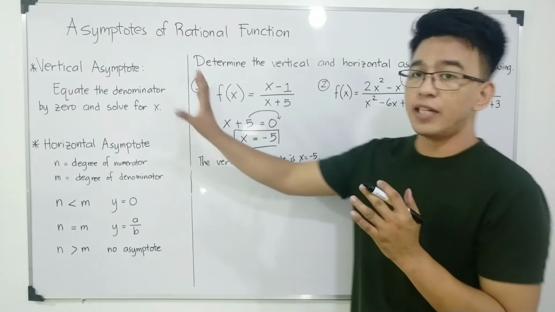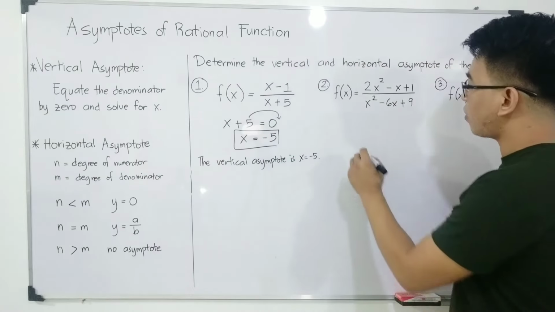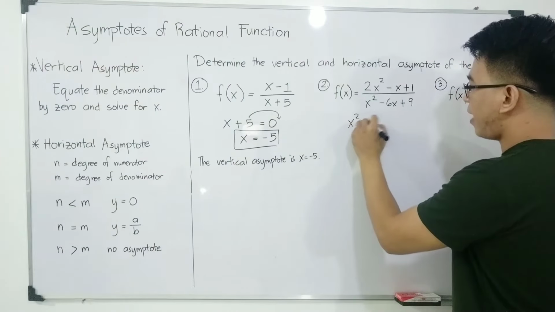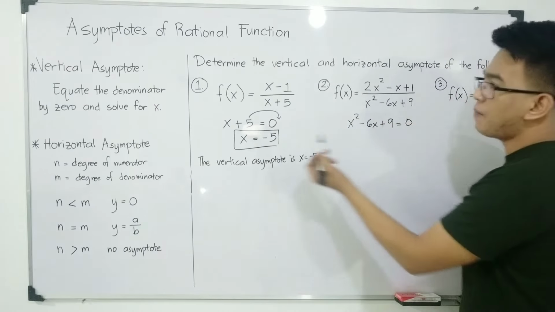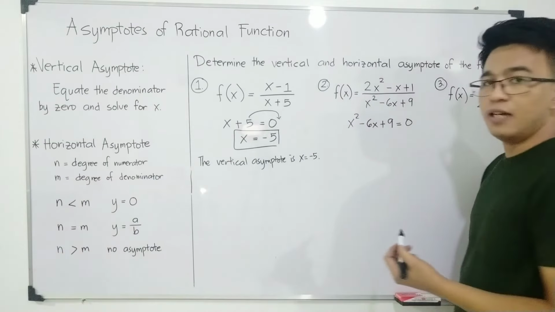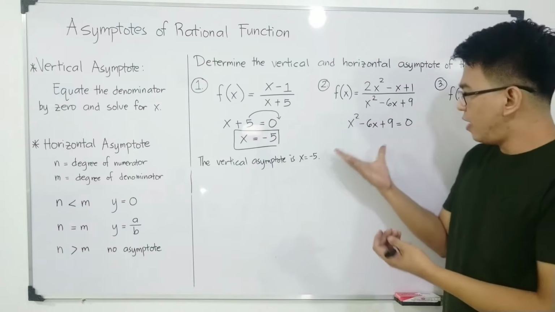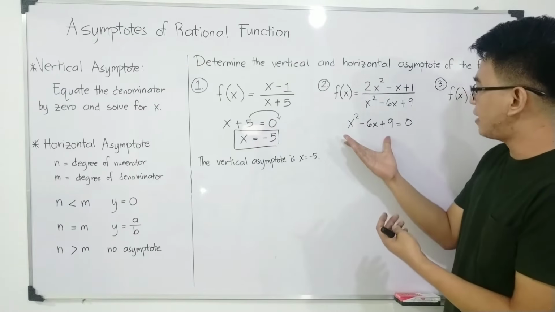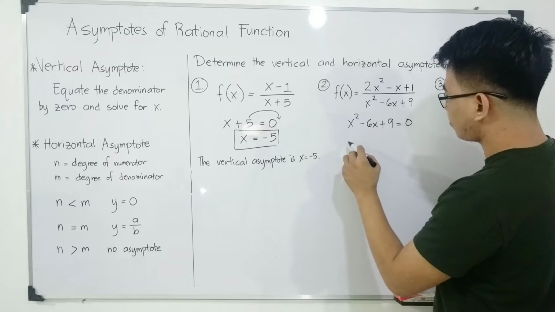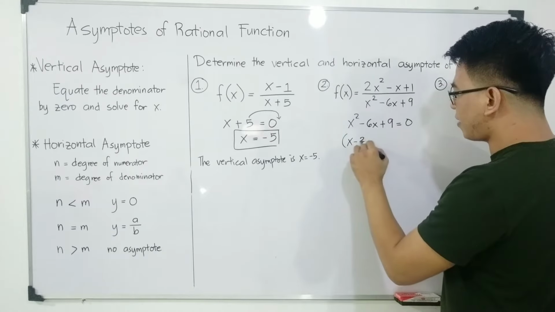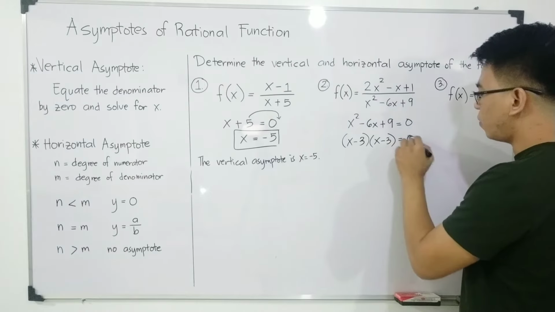Same process to find the vertical asymptote. All you need to do is to equate the denominator by 0. Get your denominator, which is x squared minus 6x plus 9. And then equate it by 0. Tapos sabi nito, solve for x. Again, solve for x. To solve for x, since this one is a quadratic, we need to factor out. And luckily, this one is an example of perfect square trinomial, wherein the factors are x minus 3 times x minus 3 is equal to 0.